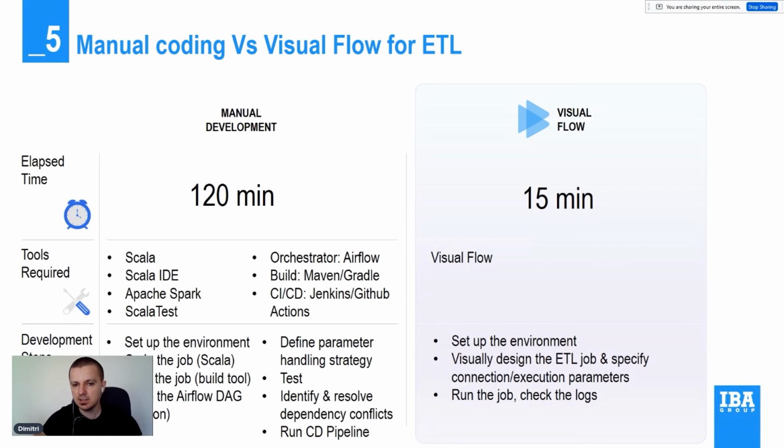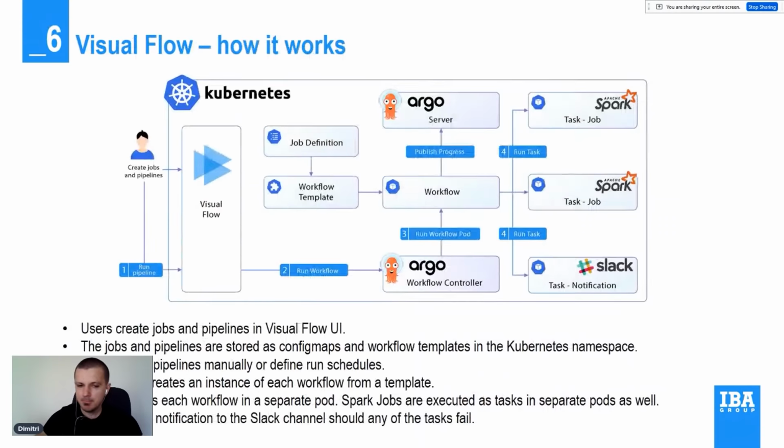It was a basic ETL job, but such basic ETL jobs constitute over 50% of the typical integration project. The manual implementation required a whole bunch of tools like Scala, Scala IDE, Apache Spark, Scala Test, Airflow, Maven, and Jenkins. Visual Flow already included everything that was necessary for the project. It took us only 15 minutes to build our ETL job in Visual Flow and a whopping 2 hours to do the same using manual tools. The difference may add up to a staggering number at the project level.